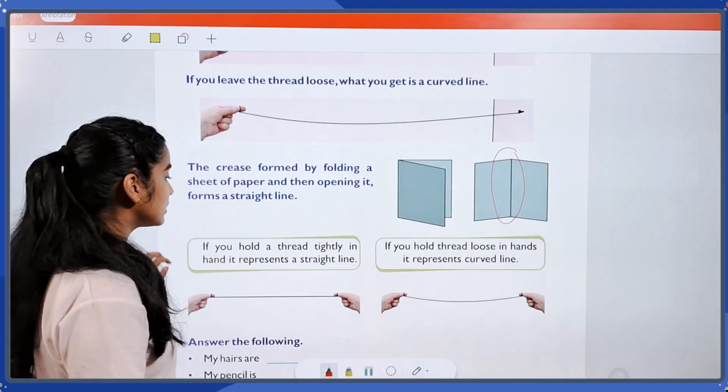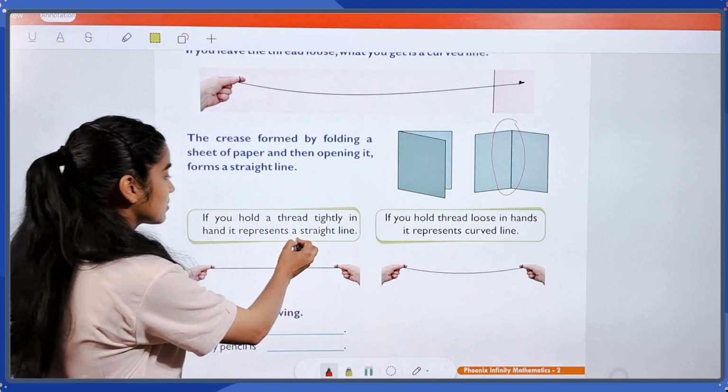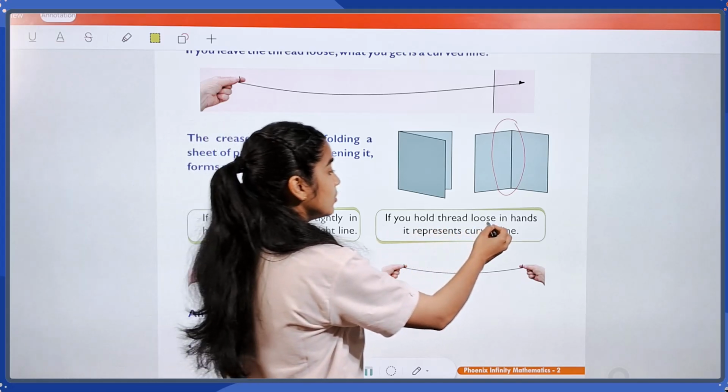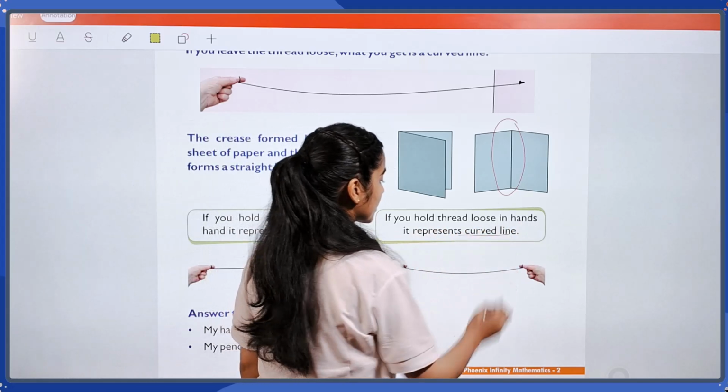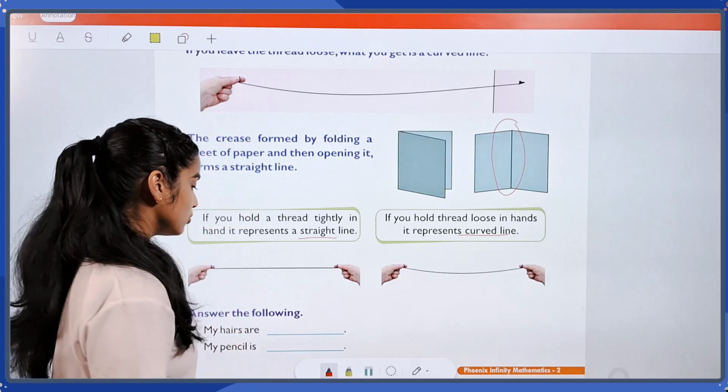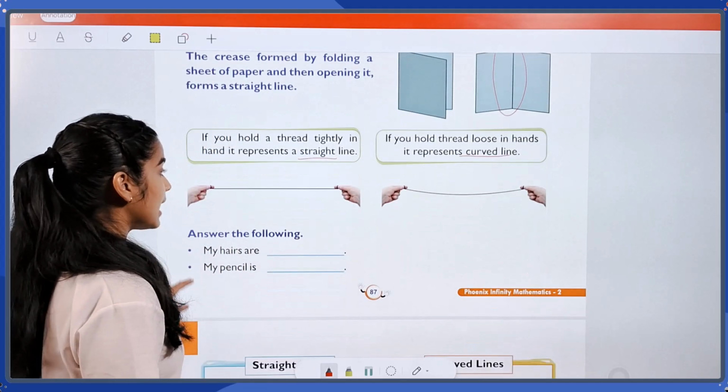Now if you hold a thread tightly in your hand, it represents a straight line. If you hold a thread loose in your hands, it represents a curved line. So I hope, students, this is clear to you. What is meant by straight line and curved line?